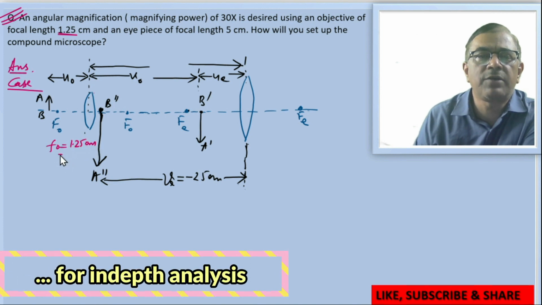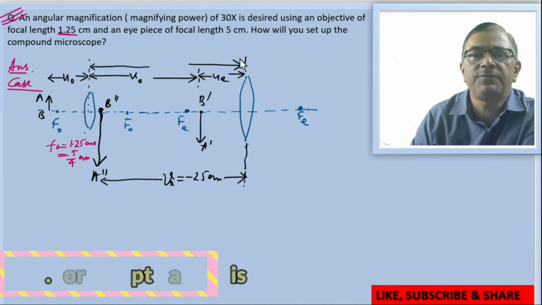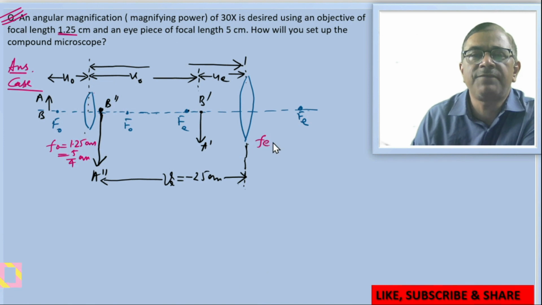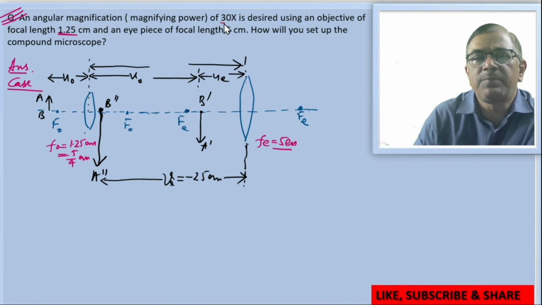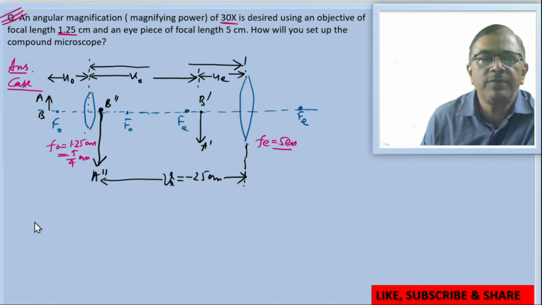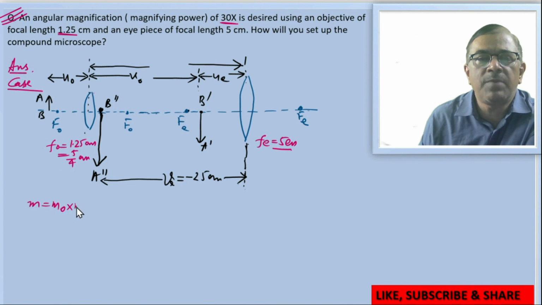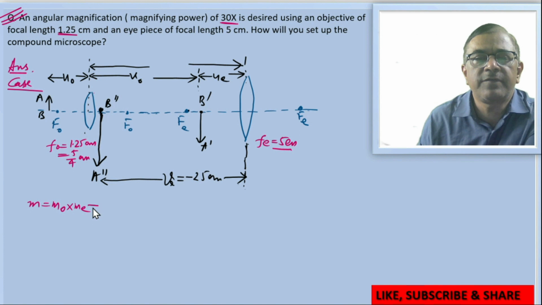If you want, you can write this as 5 by 4 centimeter. And the eyepiece, the focal length of the eyepiece is FE equals 5 centimeter. Also, the magnification produced by the compound microscope is 30. Means M equals MO into ME. This product equals 30.